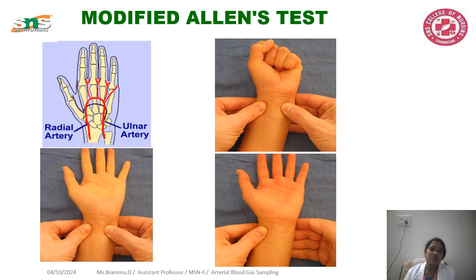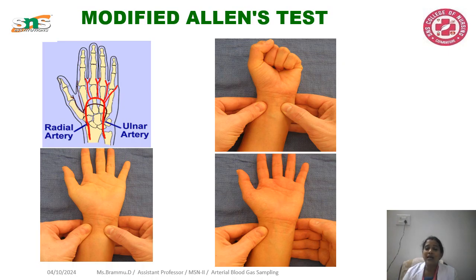So what is Allen's test? We do this test to find out how the perfusion to the extremities is. In case we do a radial artery puncture, how is the ulnar perfusion taking place? As you can see, the radial artery and the ulnar artery form an arch, and all the digits are supplied from the same arch. So if a hematoma forms in the radial artery, the ulnar artery will receive a large amount of blood supply, and from the ulnar artery the digits will receive the blood supply.